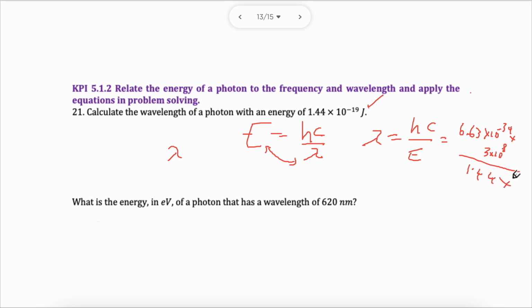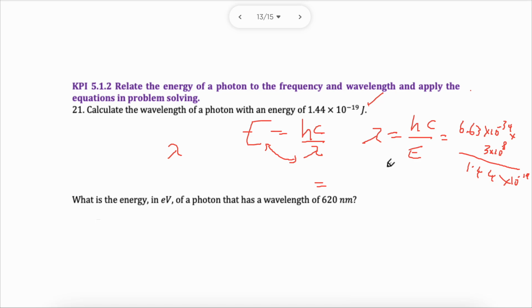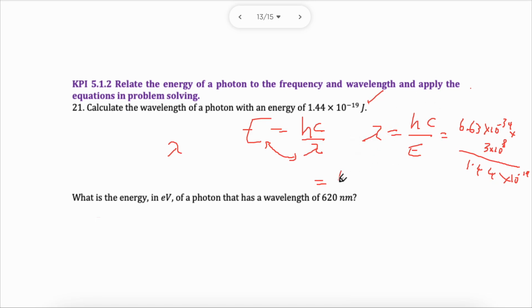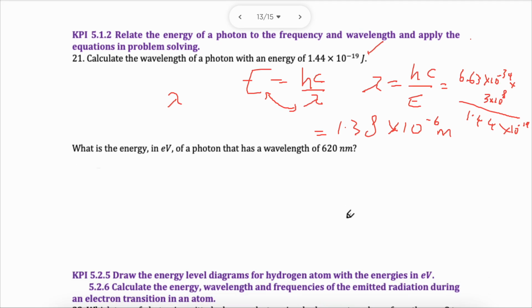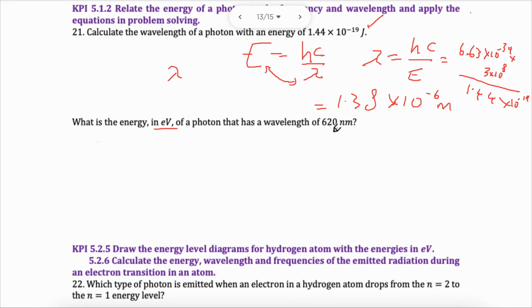1.44 times 10 to the minus 19. Apologies for the lack of space. And if I put that into my calculator and solve it, I am hoping I will get something like 1.38 times 10 to the minus 6 meters. Very nice.